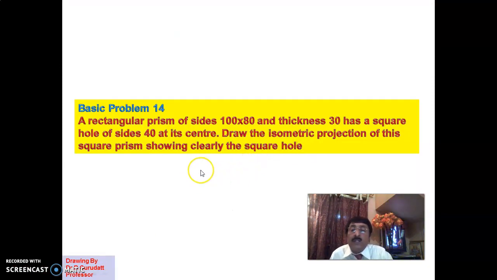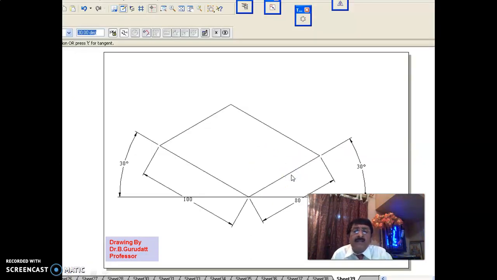Okay, now you see, the next problem is, this rectangular prism of sides 100 by 80 and thickness 30 has a square pole of sides 40 at its center. And you have to draw the isometric projection of this rectangular prism showing clearly the square pole. Okay, here you see, this is a rectangular prism with a square pole and all that. When it is this way, you can draw isometric view or isometric projection, nothing matters.